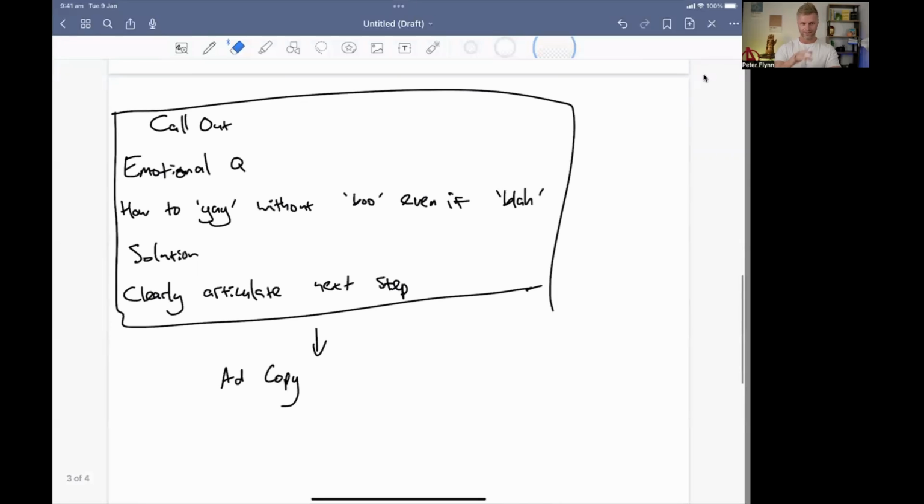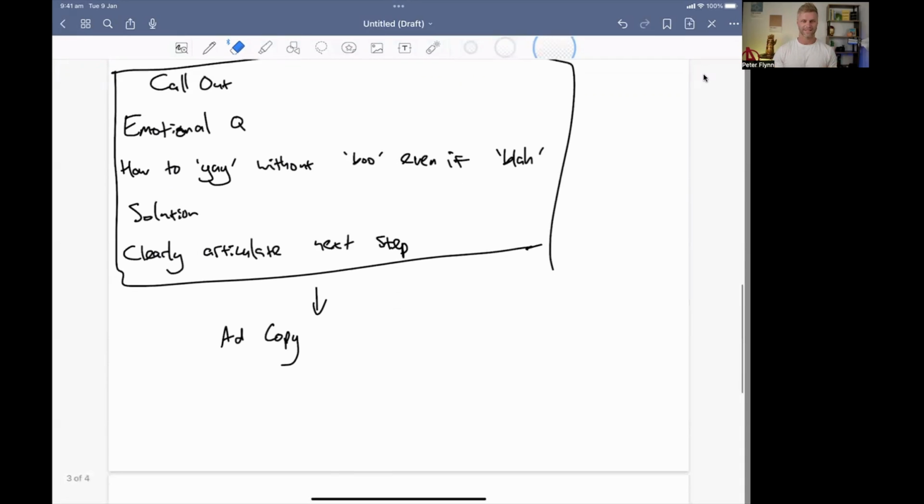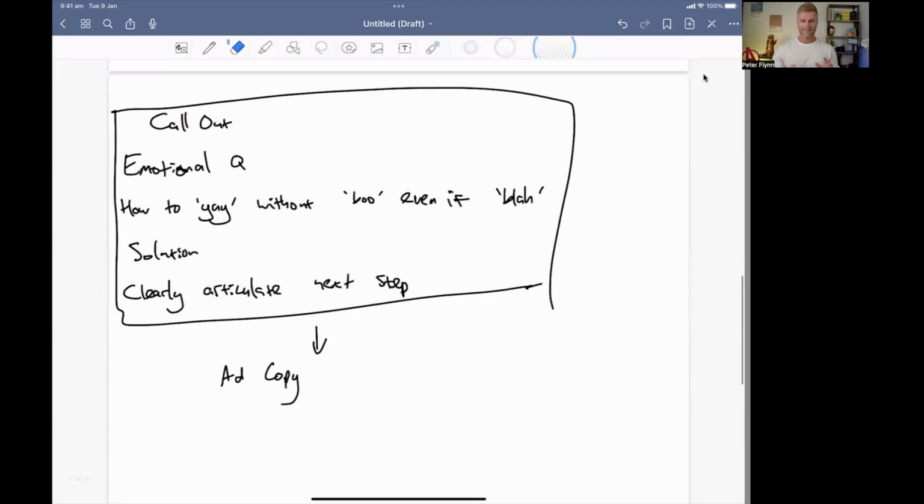Then this is what it would look like. Your call out, emotional question, how to yay without boo, even if blah, your solution, clearly articulating the next step, and then helping them to take that step. And that, my friends, is how you can use Facebook ads to grow your clinic, to help more people, to reach more of the right people, to get more of your ideal clients in, and to get more ideal team members, and to solve your recruitment problem. And for so many healthcare professionals right now, solving that recruitment problem is the number one priority.